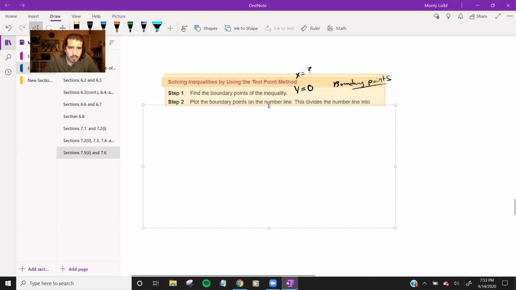I'll just quickly drag that down. Okay, plot 2, or step 2: plot the boundary points on the number line. So this will divide it into segments, right? So that is number 2.